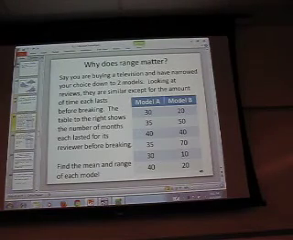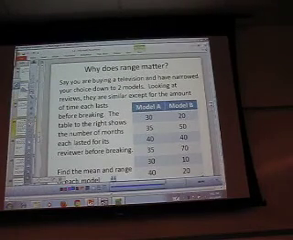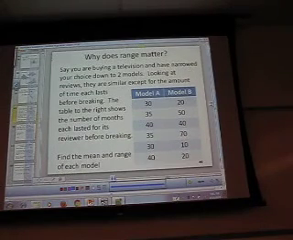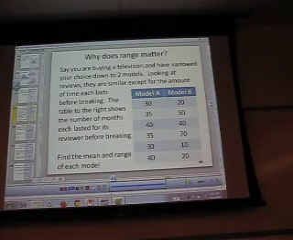Here is, what does it matter? Joseph, go ahead. Say you are buying a television and have narrowed your choice down to 2 models. Looking at reviews, they are similar except the amount of time each lasts before breaking. The table at the right shows the number of months each lasted for its reviewer before breaking. Find the mean and range of each model.